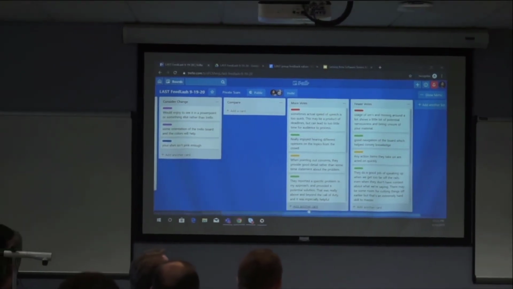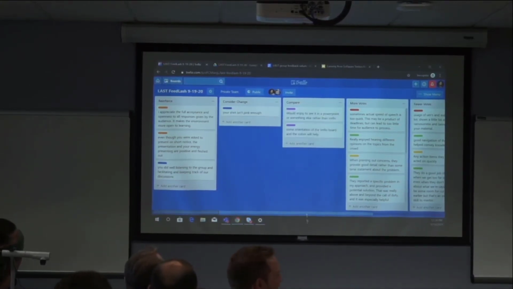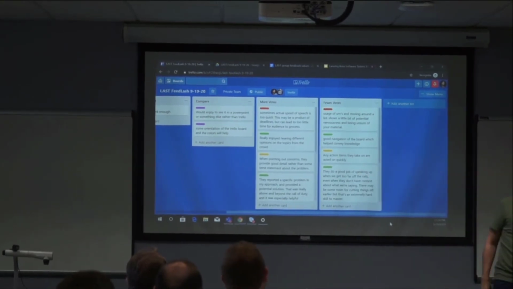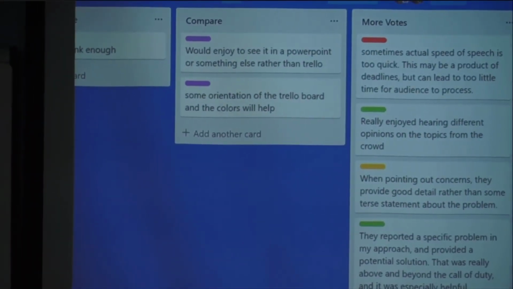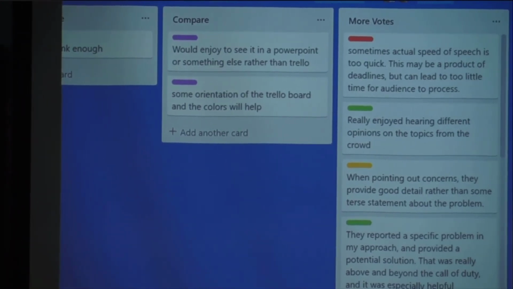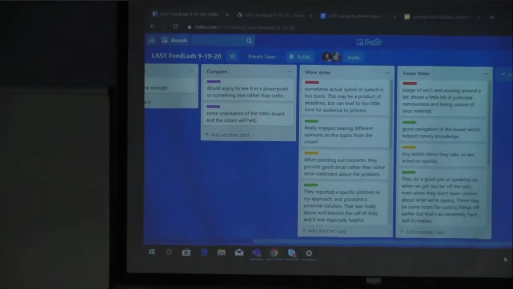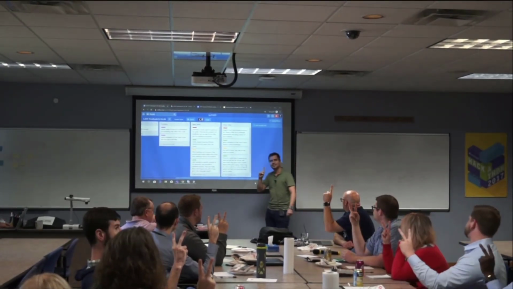Let's build up a little bit of a backlog here. I'm going to go with this one and this one, just because Bill has already given me some colors to work with. First one: would enjoy to see it in PowerPoint or something else rather than Trello. Second: some orientation of the Trello board and the colors will help. First one and the second one. Okay, tough game. 1, 3, 2, 1, go. Mostly 2s, just a couple of us 1s.